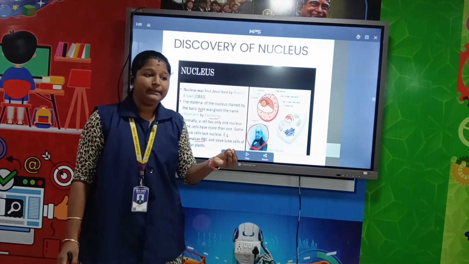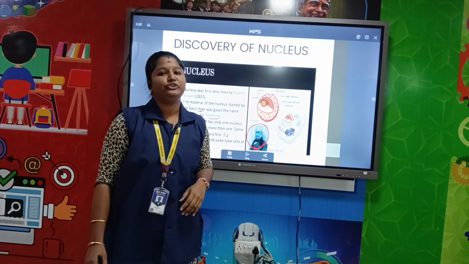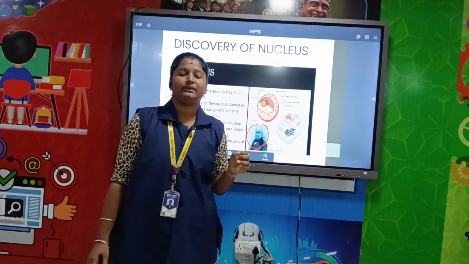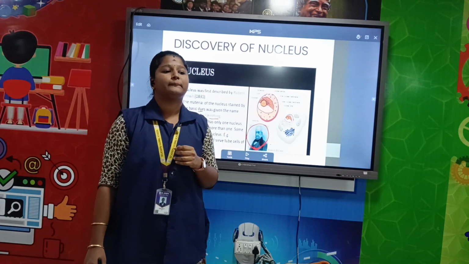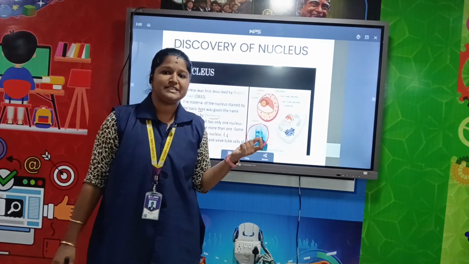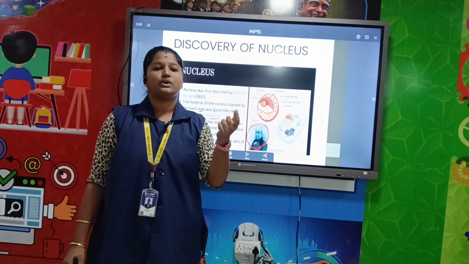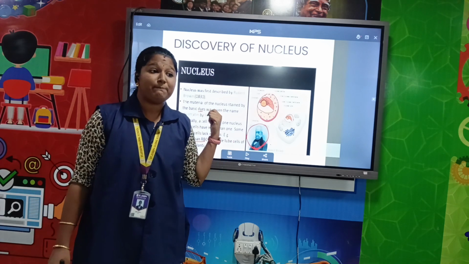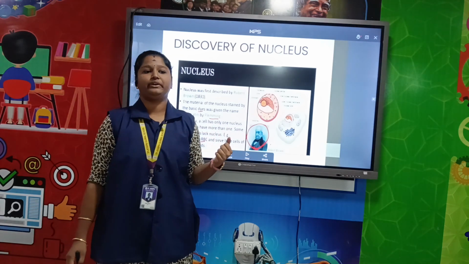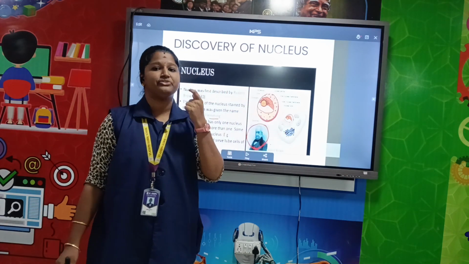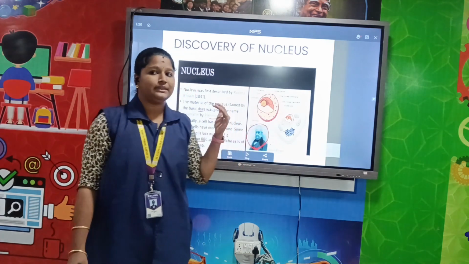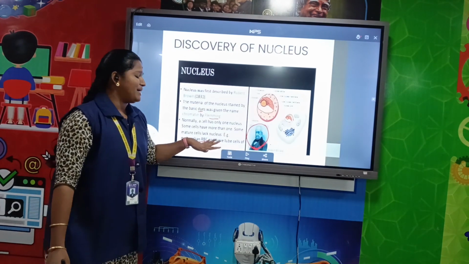Can anyone tell why mammalian red blood cells lack a nucleus? Any idea? Yes, somewhat similar. Can you guess it correctly? They lack a nucleus because they do not undergo cell division. And what is the pigment present in our human blood? Yes, that is hemoglobin. Very good. Hemoglobin carries out oxygen-rich transportation in the body, so the cell doesn't undergo cell division. That's why mammalian red blood cells lack a nucleus.